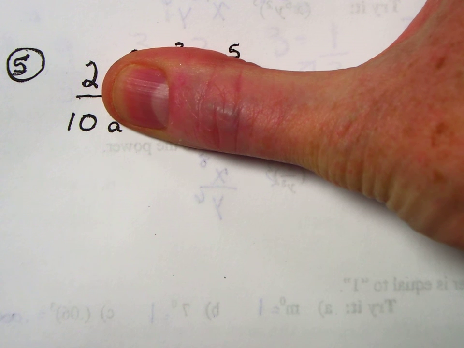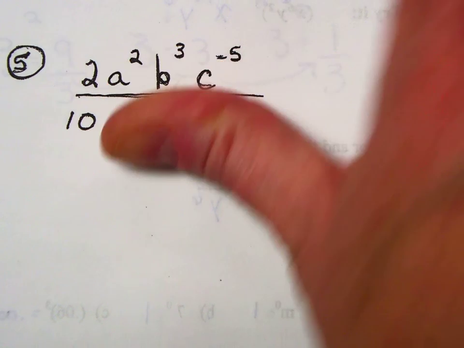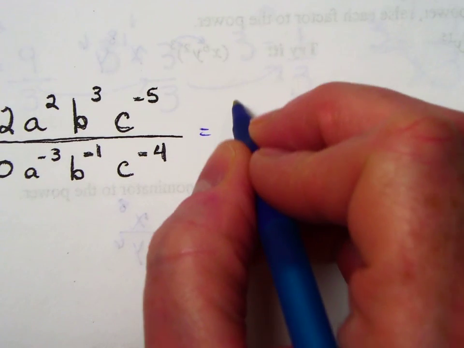2 over 10. That's just a fraction, right? What would it simplify to? 1 over 5. Perfect.